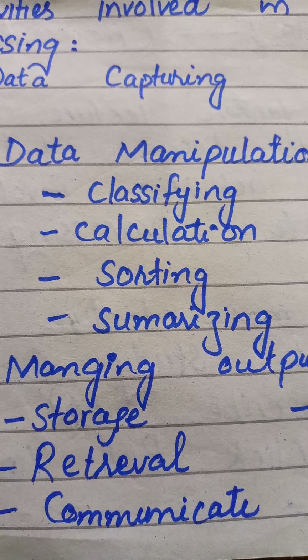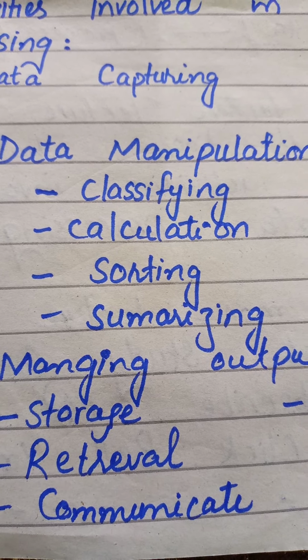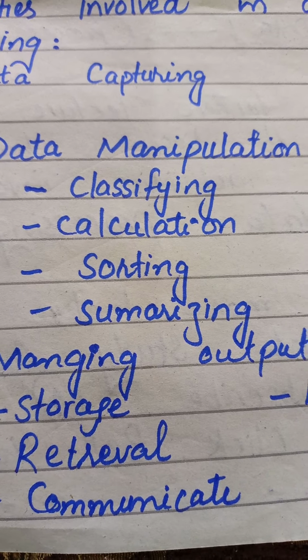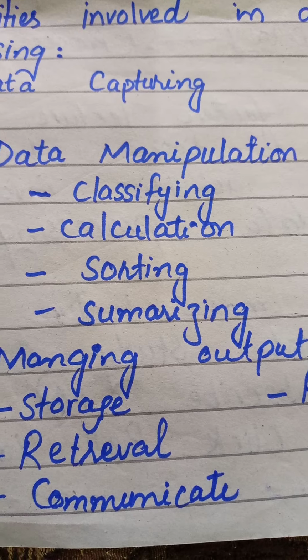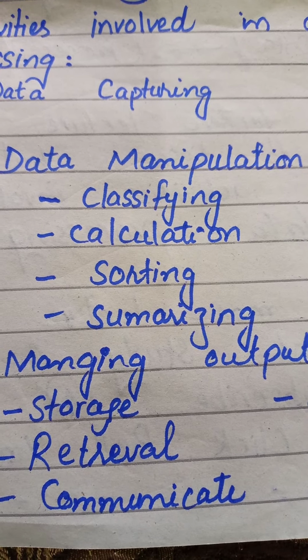The first step in data manipulation is classifying. The process of organizing data into classes and groups is called classifying. For example, you need to calculate the data of class 3 and class 5, so you have to classify it in groups like the result of class 5 and the result of class 3.